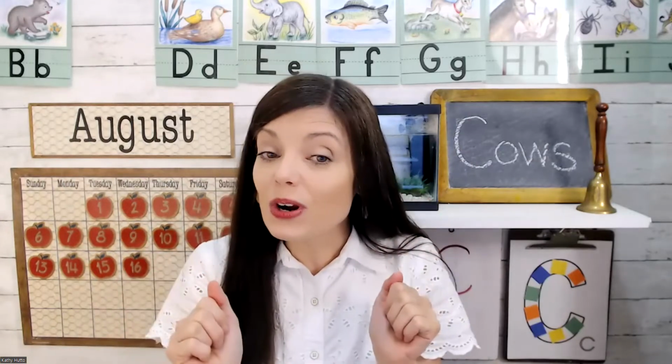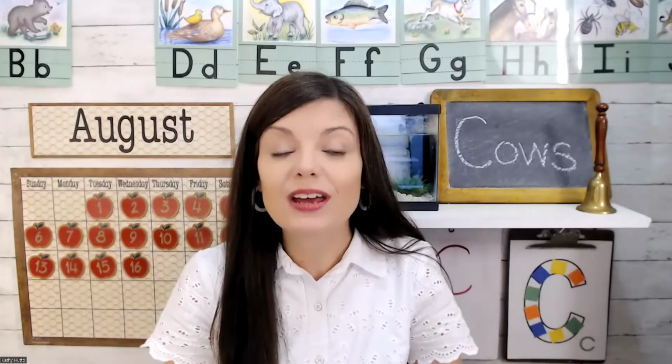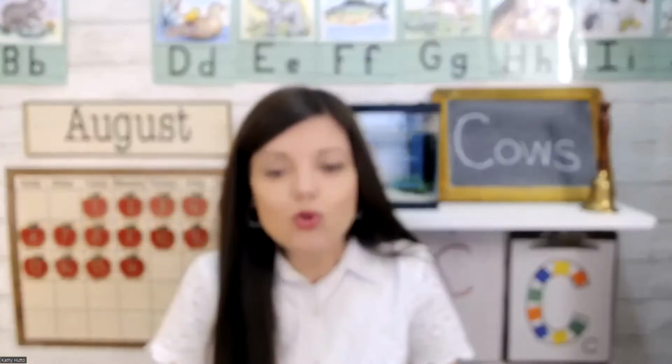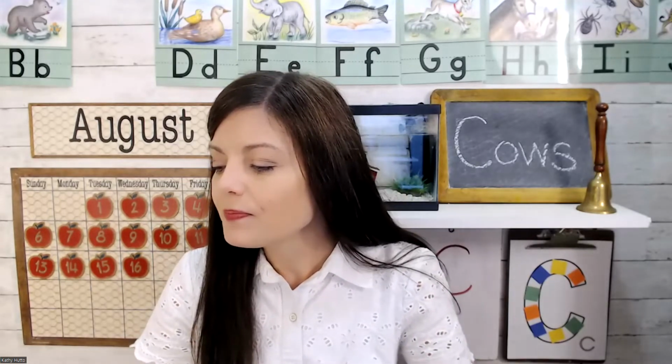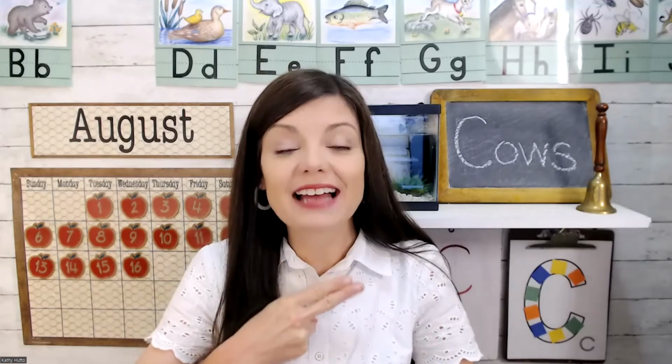Well, let's play a little game. I'm going to say some words, and if the word starts with k, k, k, the letter C sound, I want you to moo like a cow. Okay? Remember, we're listening for k, k, k at the beginning. The first word is cat. K, k, k, cat.